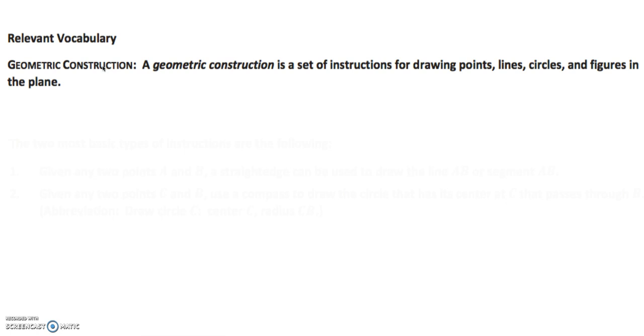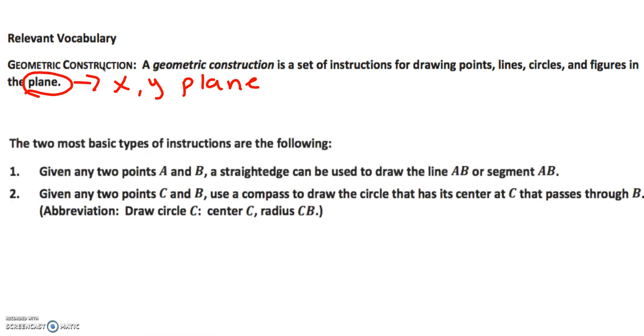First of all, we're going to be doing a lot of constructions, so we need to know what constructions are. A geometric construction is a set of instructions for drawing points, lines, circles, and figures in the plane. Let's remember what the plane is. We know that the plane here is just the XY plane, the coordinate plane. The most basic type of instructions are the following.